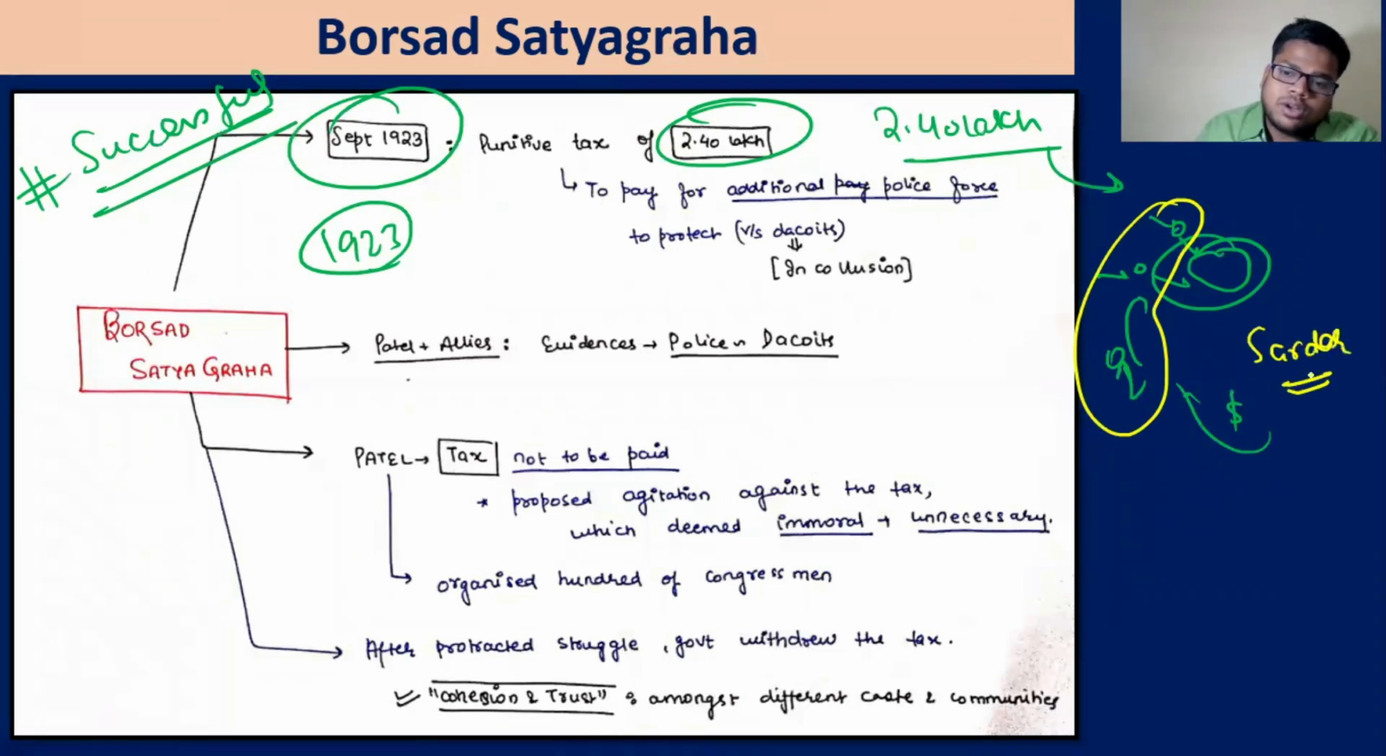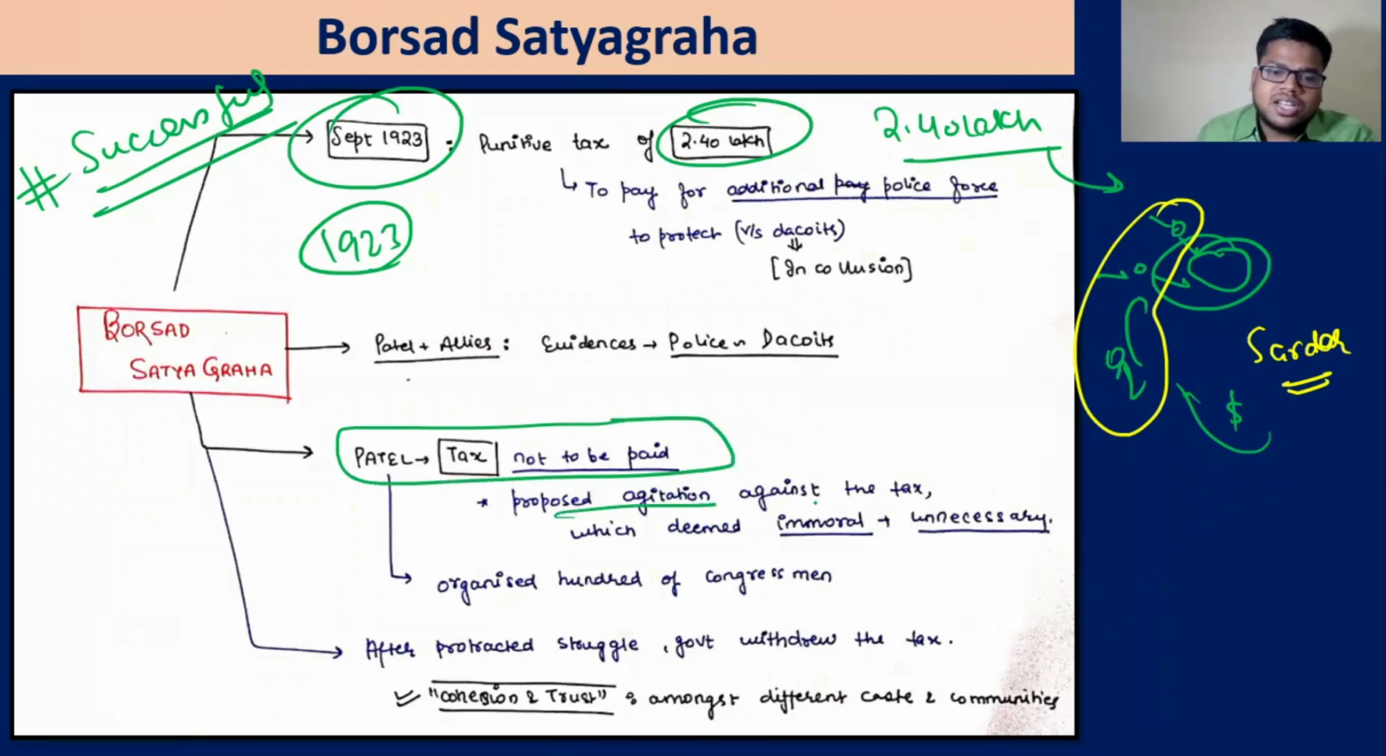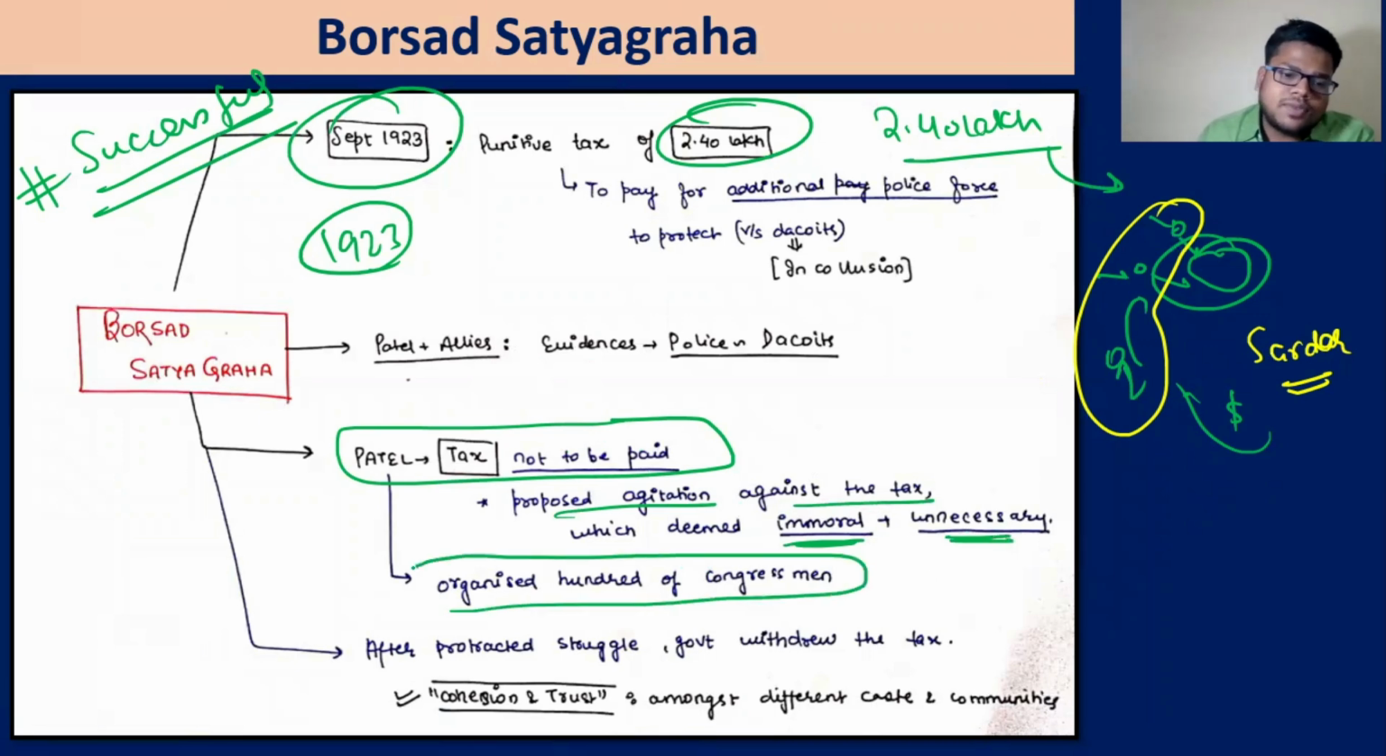Sardar Patel said, what is this happening? Why are you looting the people? He said no taxes have to be paid. Patel said taxes will not be paid. He said that I'll put an agitation against the taxes, which are immoral and unnecessary. He organized hundreds of congressmen, and after a protracted struggle, the government withdrew the taxes.